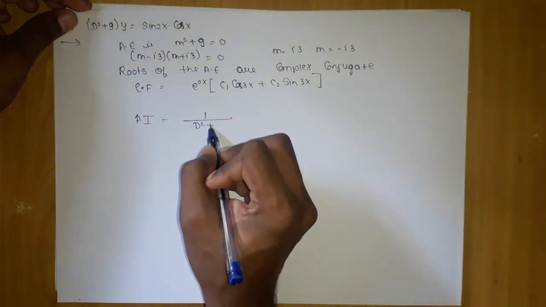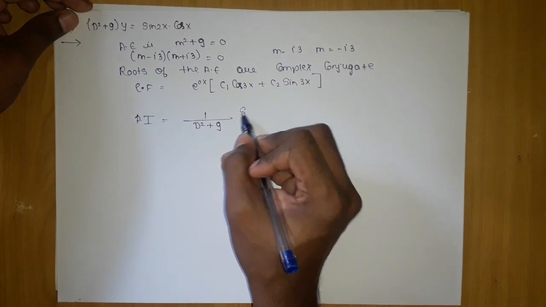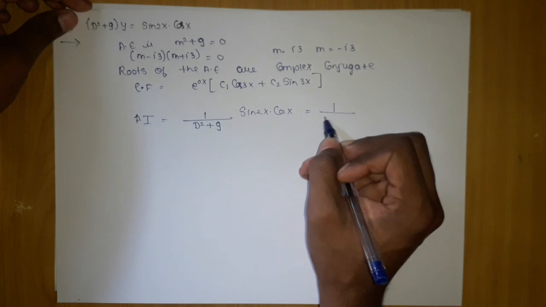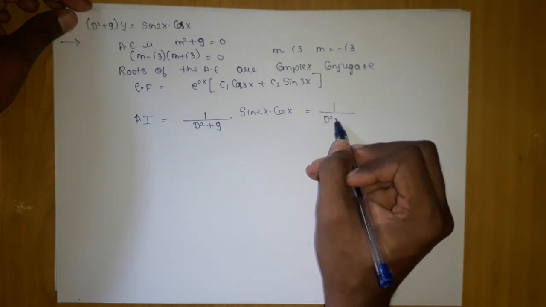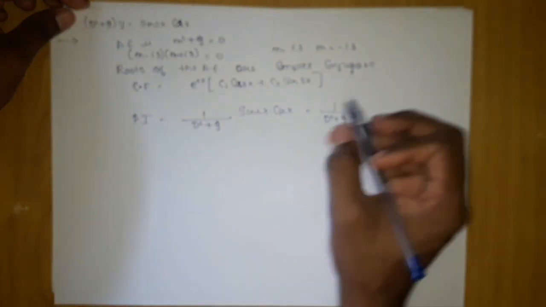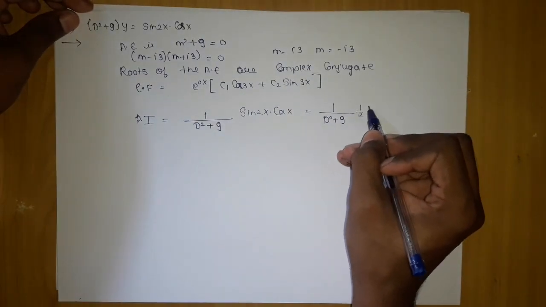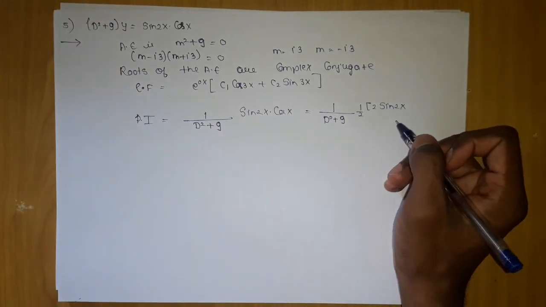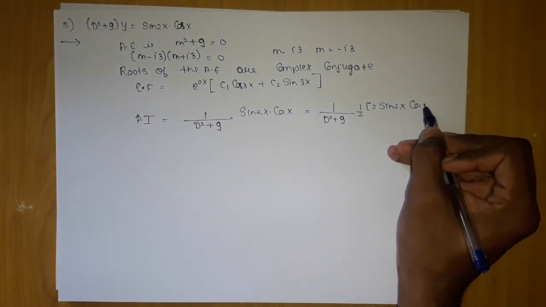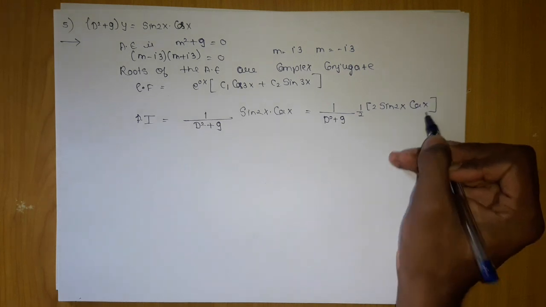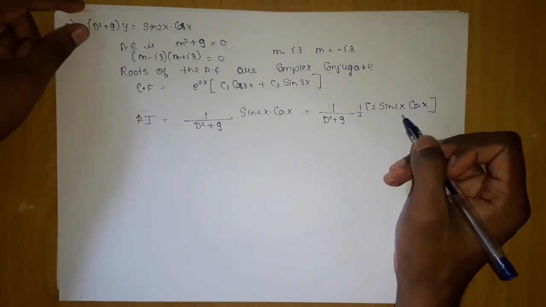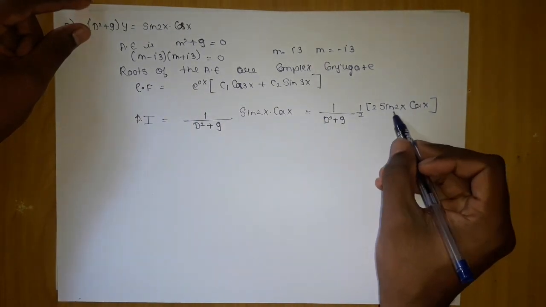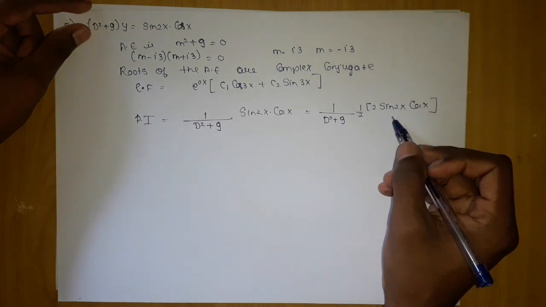So here D square plus 9 will be as it is, and here sin 2x into cos x will be here. After this, 1 by D square plus 9 keep as it is. Whenever a product of two things is given, multiply and divide by 2. What will happen? We will apply the sin A cos B formula, which is nothing but sin(A plus B) plus sin(A minus B).